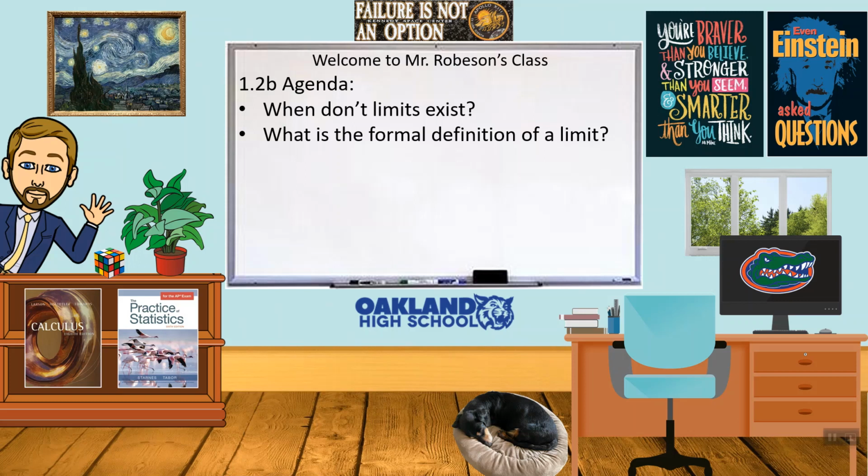Hey, it's Mr. Robeson. We are back in calculus and we are back at looking at limits. So in our last episode we looked at just the very basics of what a limit was: as a function approached some x value from both sides, what happened to the function value. In this episode we're going to look at some cases where the limit does not exist.